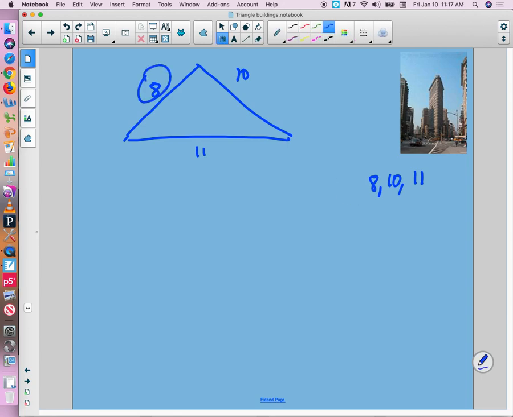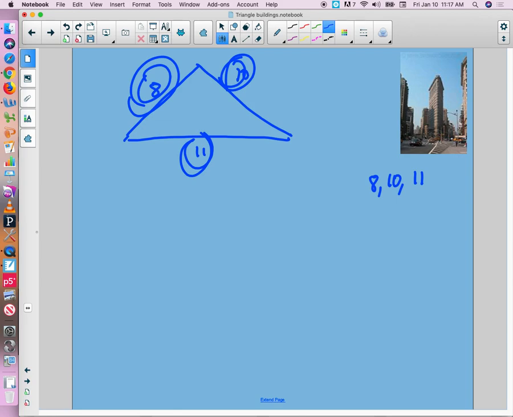All right, are 8 and 10 more than 11? Or 10 and 11 more than 8? And 11 and 8 are more than 10. So this is a triangle. Granted, a poorly drawn one, but it's a triangle. It's not a right triangle. And so all of the right angle trigonometry that you have on your memo page just flies out the window.